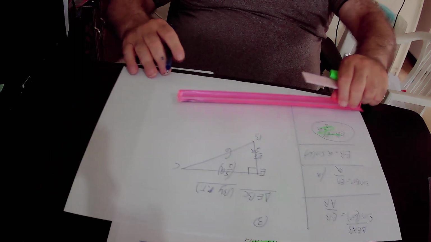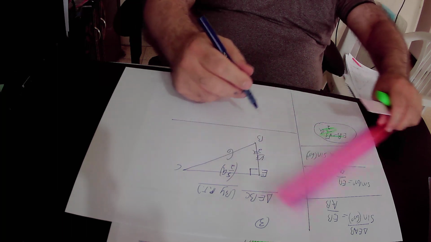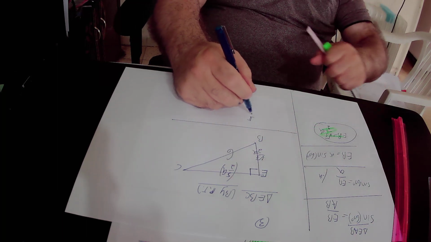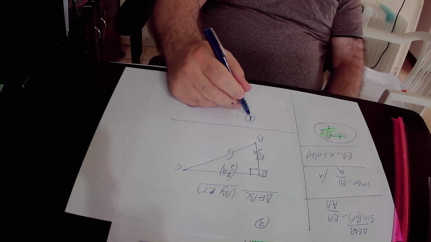According to the Pythagoras theorem, the square of the hypotenuse equals the sum of the squares of the perpendicular sides. The hypotenuse is BC, therefore the square of the hypotenuse is BC squared.